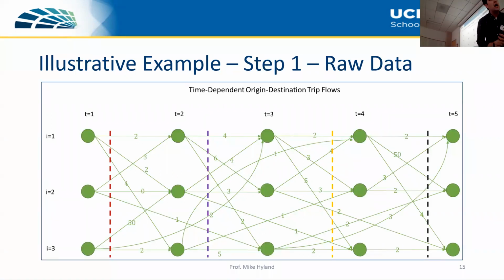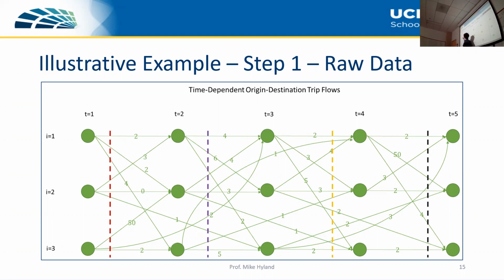Okay, so we're going to go through 3 steps of this problem with an illustrative example, and then we're going to do a big network here. So this is the demand. We have our time periods T1, T2, T3, all the way to T5, and then let's just say we have 3 zones, 1, 2, and 3. Right, and these are the actual occupied trips.